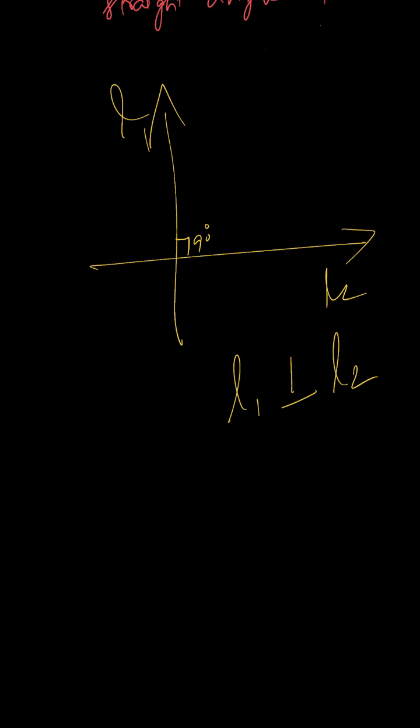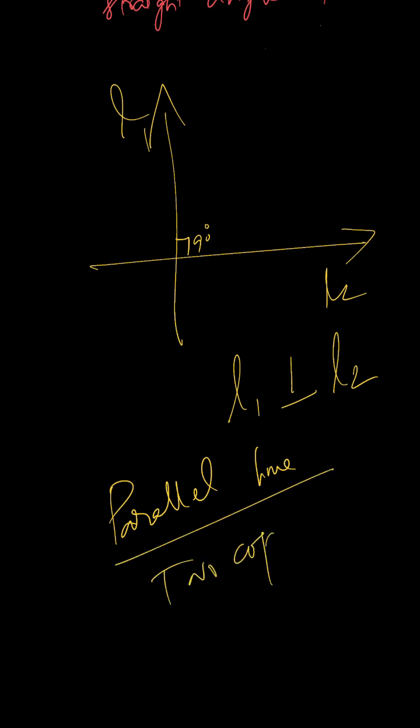Next we are going to see parallel lines. Two coplanar lines that do not meet are called parallel lines. Perpendicular lines meet at exactly 90 degrees. Two coplanar lines that do not meet are called parallel lines.